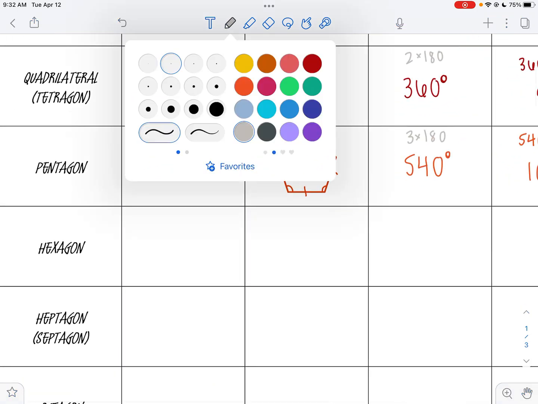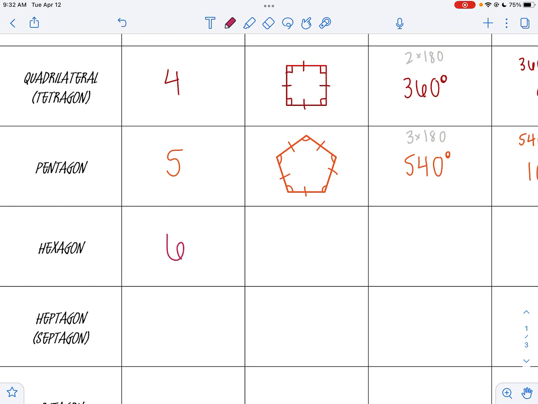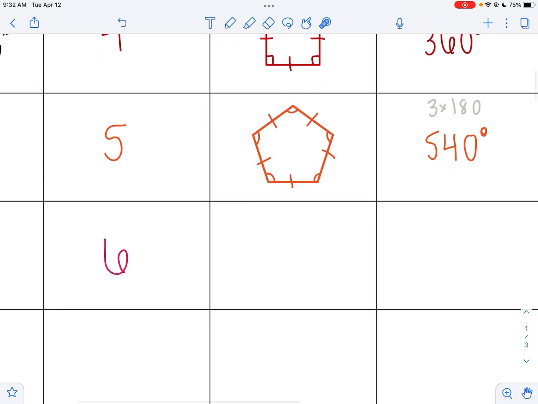So if I talk about a hexagon, well, a hexagon has 6 sides. So hexa means 6. The easiest way to draw it is to draw a trapezoid on the bottom, draw a trapezoid on the top, and then connect them. Some people will do a V and a V and then connect them. Either way, it should have 6 sides. Because I'm talking about regular hexagons, I'm going to go ahead and put ticks and some arcs in there.